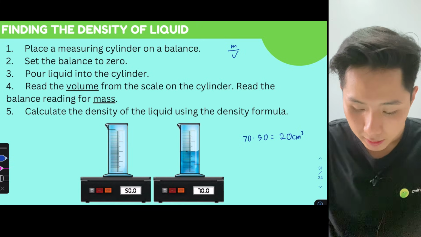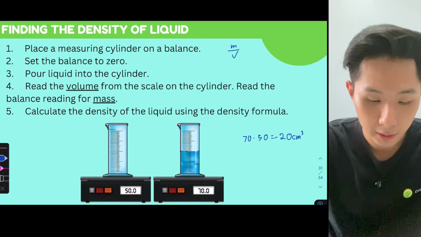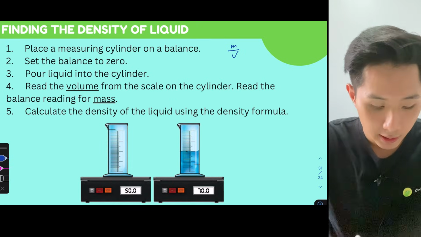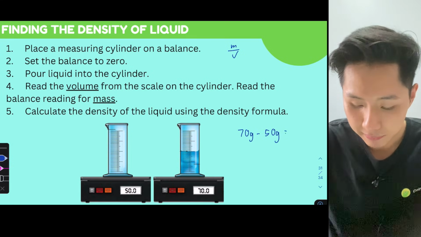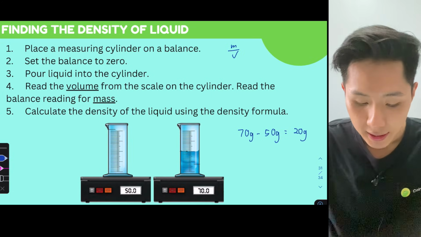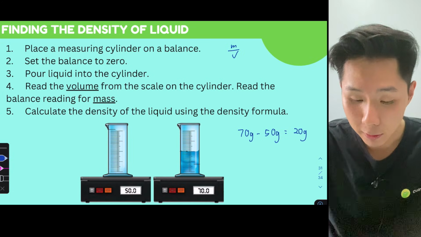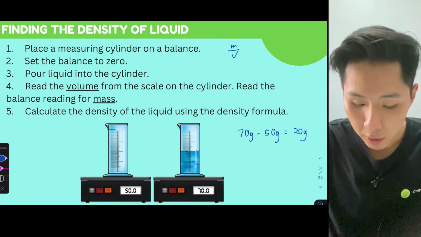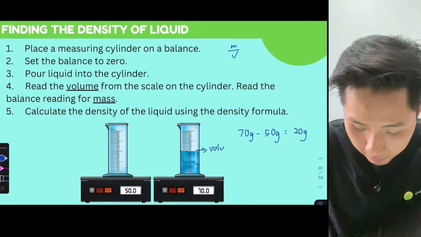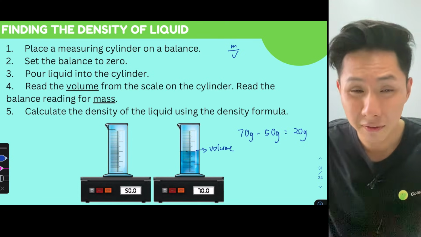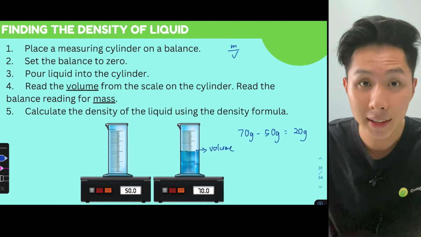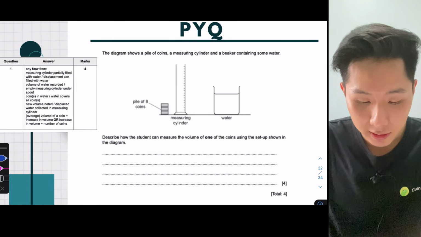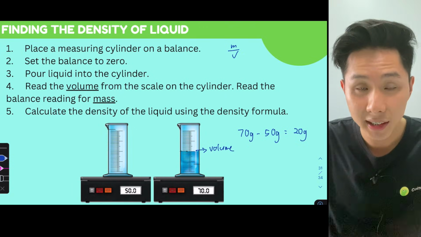Sorry, the mass of the water, I made a mistake. So the mass of the water is 70 gram minus 50 gram. We got 20 gram here, and here we have the mass already. And then to measure the volume, we can just look up the volume reading here. After getting the mass and volume, we just plug it into the formula and we'll have gotten the density. So that's about it on how to calculate the density of liquid.